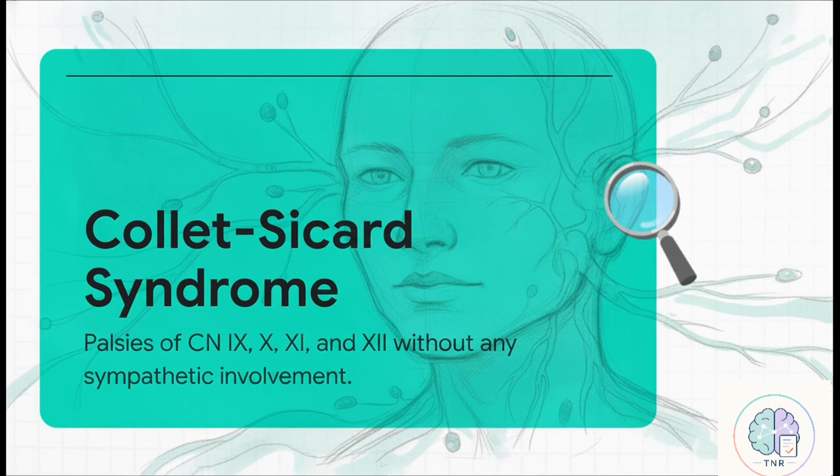Next, we step it up a notch in severity to Collet-Sicard syndrome. This is defined by the addition of nerve 12, so you have palsies of cranial nerves 9, 10, 11, and 12. But, and this is super important, it presents entirely without any sympathetic involvement.